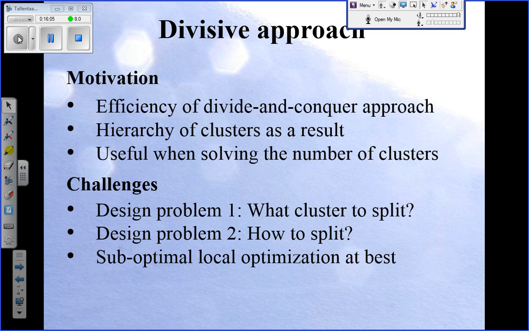So yes, the good thing about the divisive approach is that it's based on divide and conquer. We want to solve clustering with k clusters, so we start by doing a bigger problem.